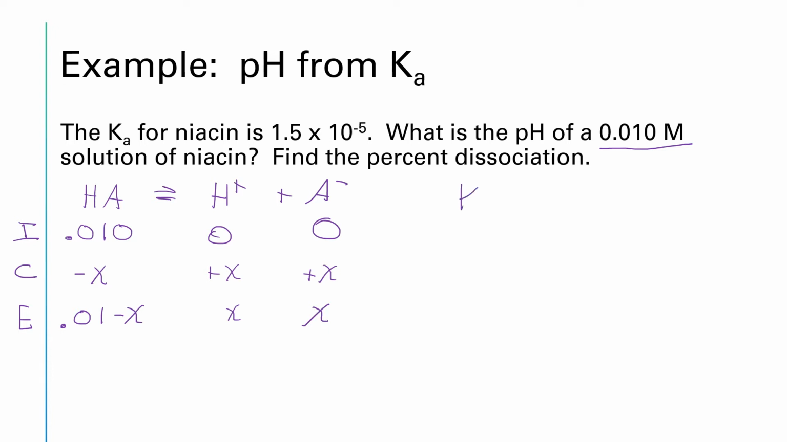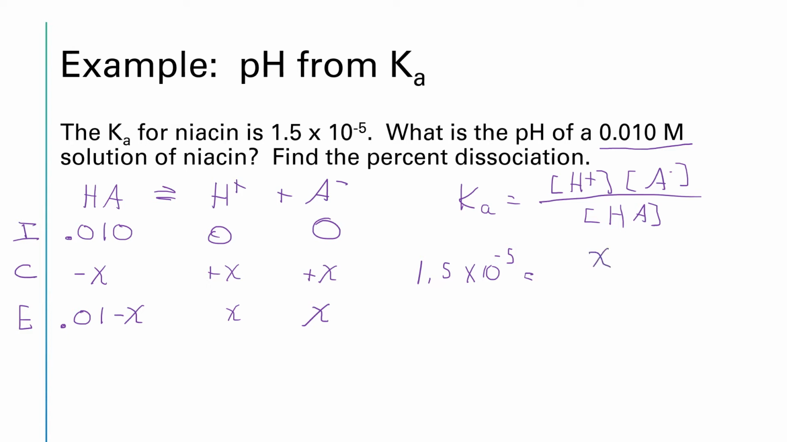Our Ka expression will be H plus times A minus, all divided by HA. I'm going to plug in some numbers here. For Ka, I'm going to plug in 1.5 times 10 to the minus 5. For H plus and A minus, I'm going to plug in X, so I get X squared, and then down there in the denominator, I'm going to have 0.01 minus X.